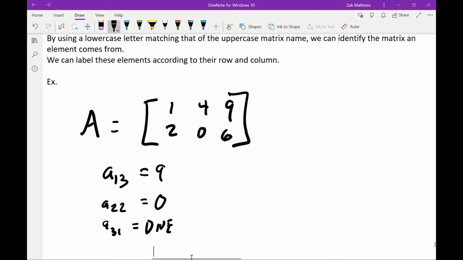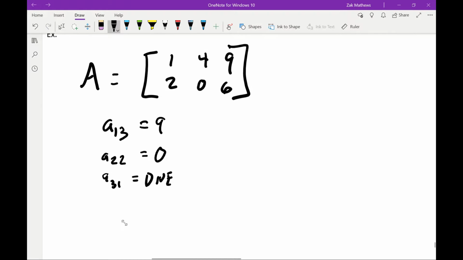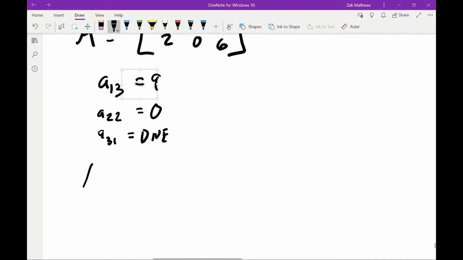So we can refer to the elements using this notation. What that also allows us to do is to write the matrix A, to call it in a slightly different way. We know that those brackets indicate a matrix.